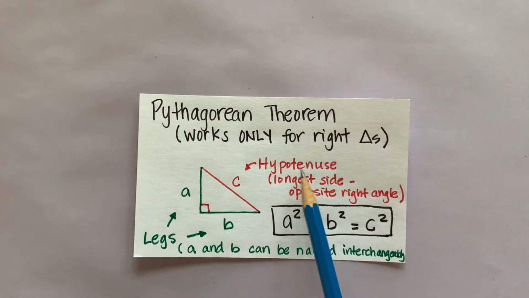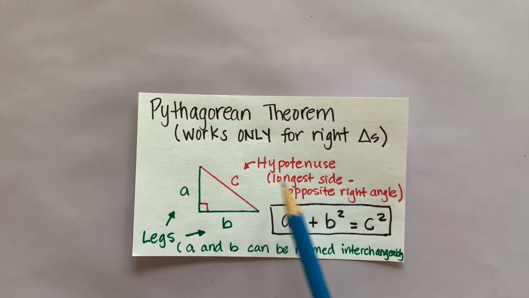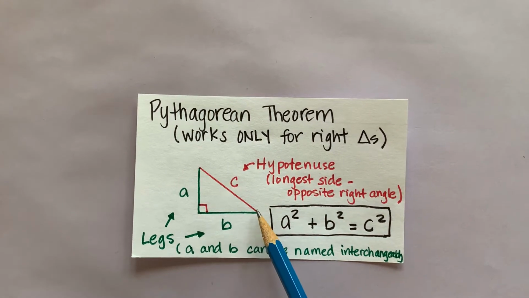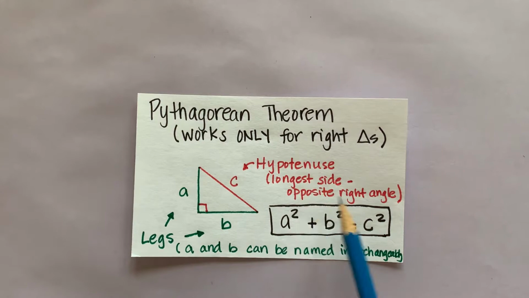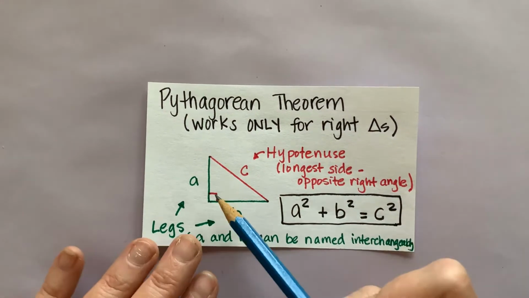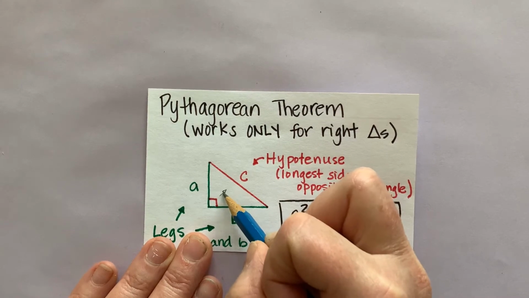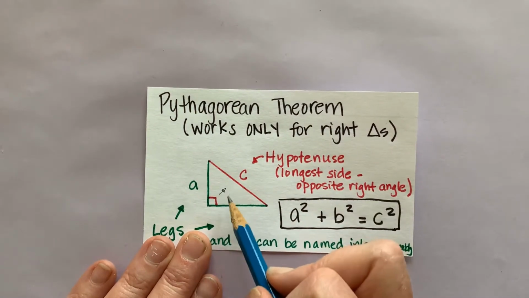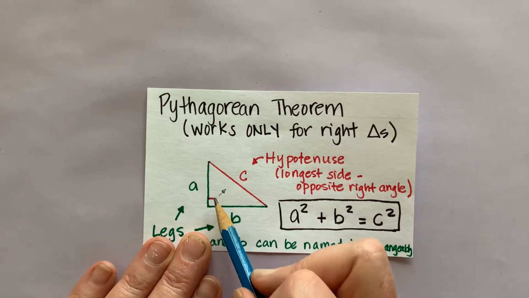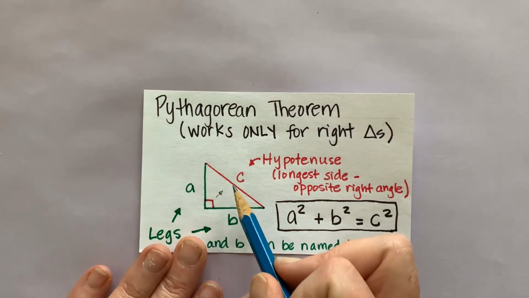Now we can remember the hypotenuse in two different ways. First of all, it is the longest side of the triangle. And second, it is the opposite of the right angle. So notice my right angle is right here. The hypotenuse is always opposite of it. So it helps to draw an arrow, because the right angle is pointing to the hypotenuse.